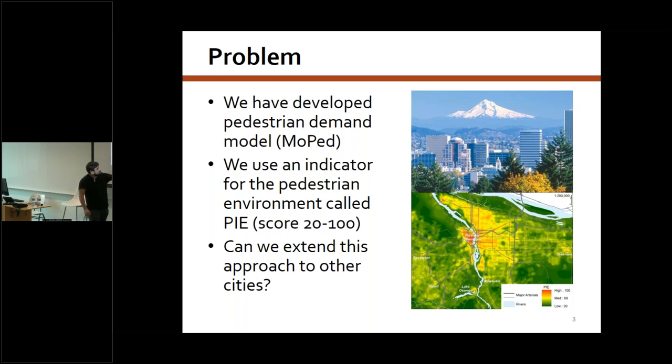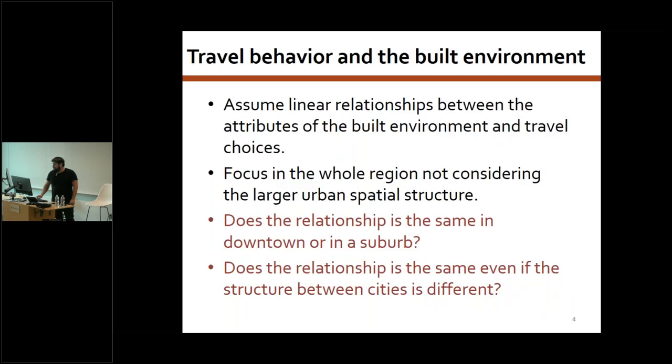You can see here in Portland how the PI indicator shows how probable it is that people are going to walk. In the downtown, you have a high PI, and going to a suburb, you get a lower PI. So our first problem or question is, can we extend this approach to other cities? We have been trying to answer that for the last year at least.